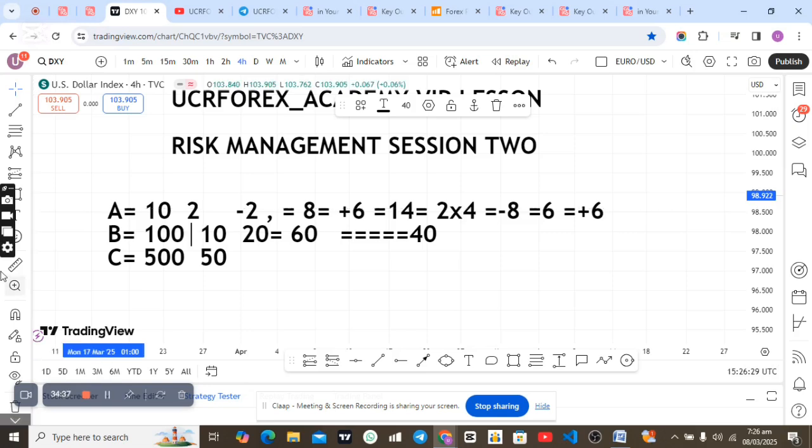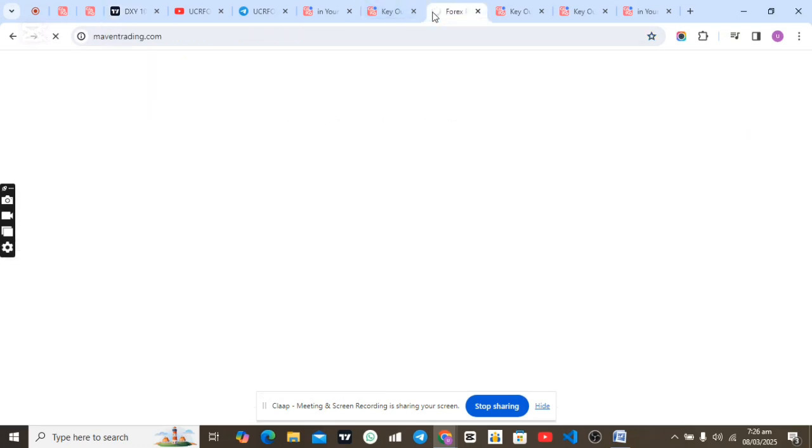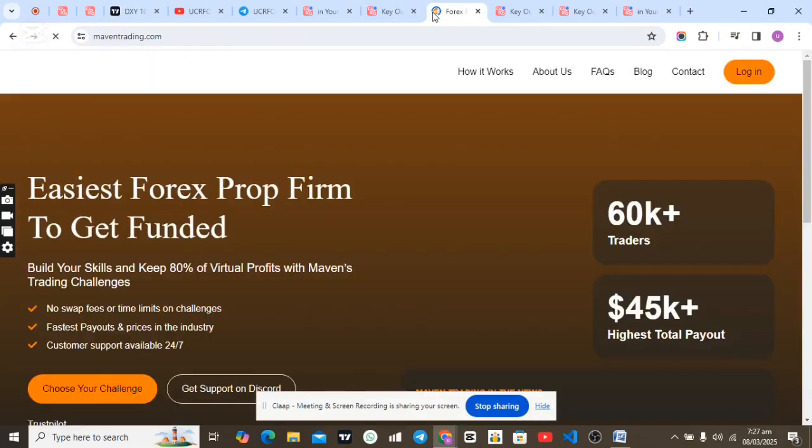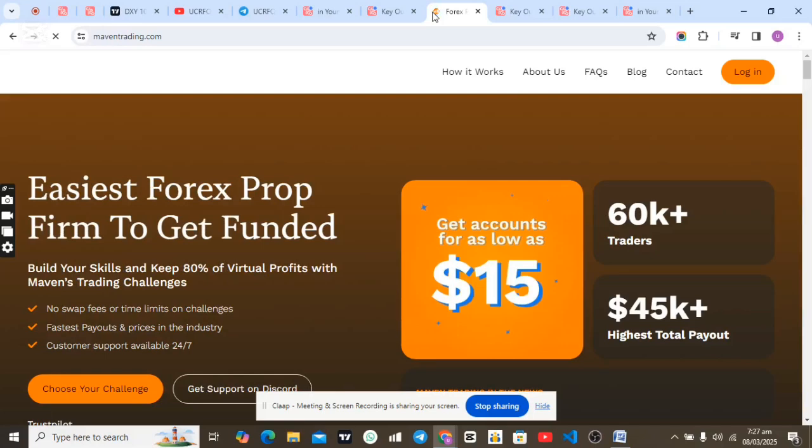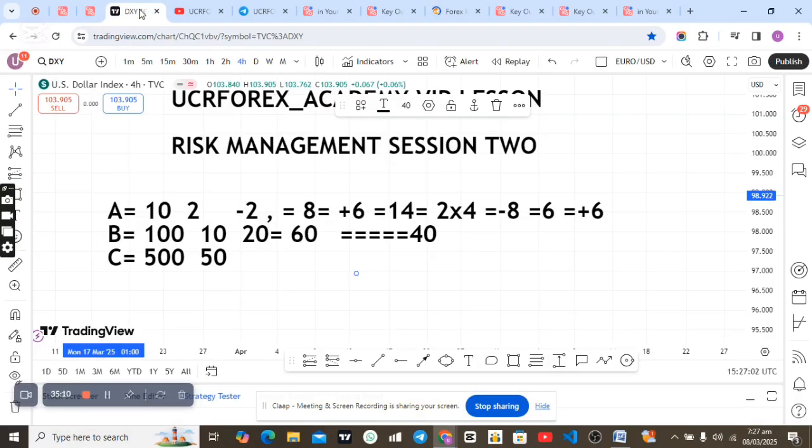Okay, so now let's talk about how you can get a trading capital as somebody who is struggling to get trading capital. I'm going to explain how you can still come out in profit. So we have a particular prop firm we call Maven Trading. Although we have numerous ones there, we have FundedNext, we have different prop firms there.